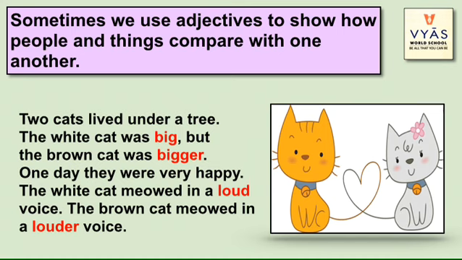So two cats lived under a tree. The white cat was big, but the brown cat was bigger. One day they were very happy. The white cat mewed in a loud voice. The brown cat mewed in a louder voice. So here adjectives big and loud describe the white cat and its voice, and the adjectives bigger and louder describe the brown cat and its voice. And now we are able to show the comparison between the two cats with these adjectives.